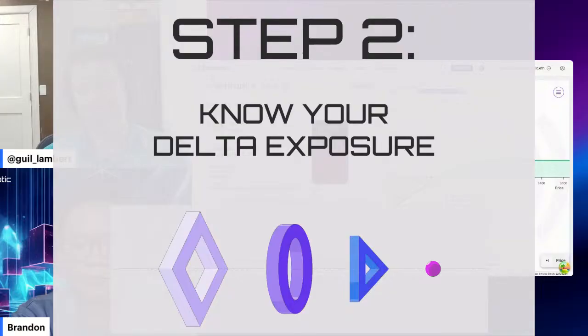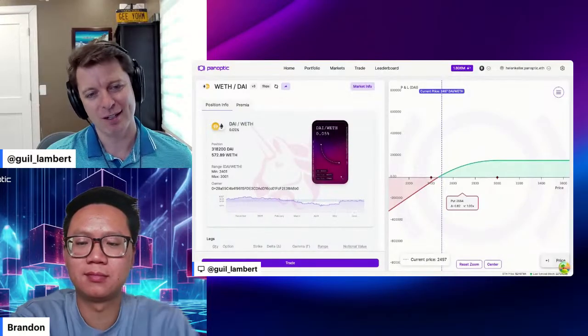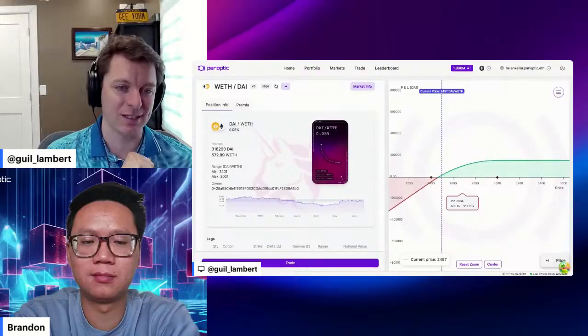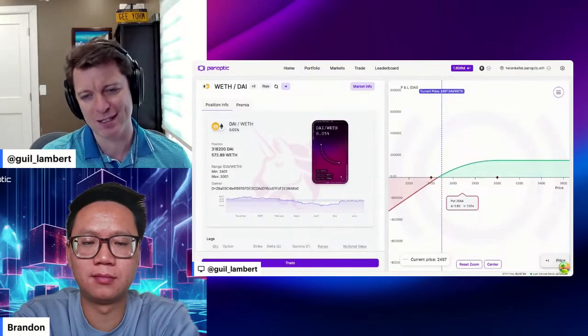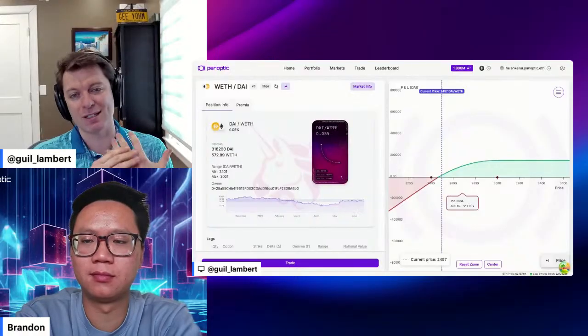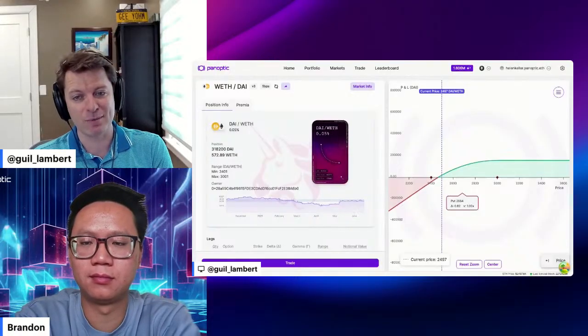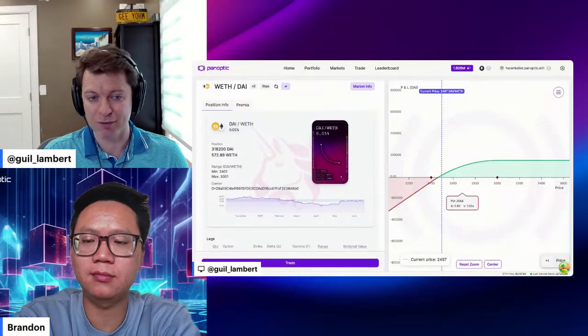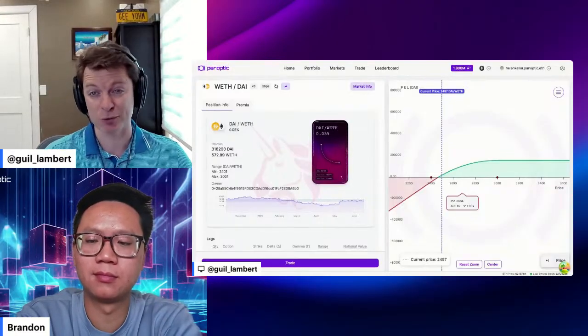Step 2, know your delta exposure. And delta, it's a Greek. We won't even go into the mathematical definition, but delta is the first thing you have to hedge. It's almost a measure of risk, that tells you, as the underlying, which in this case is the price in that DAI ETH pool, changes, how does that impact my payoff? How does that impact how much money I make or lose?